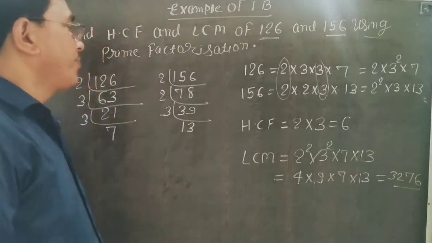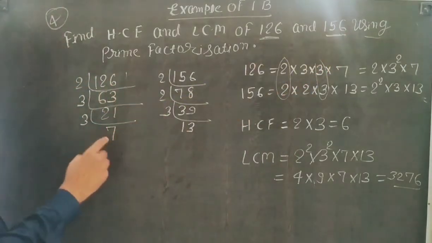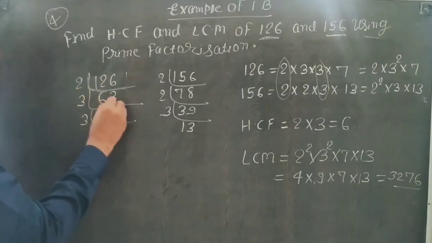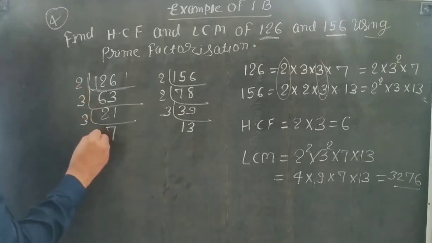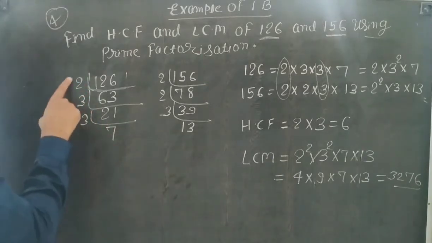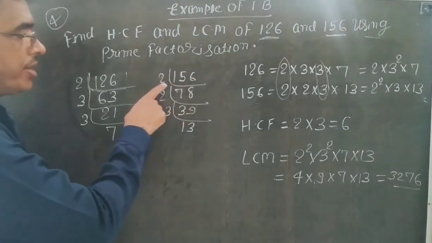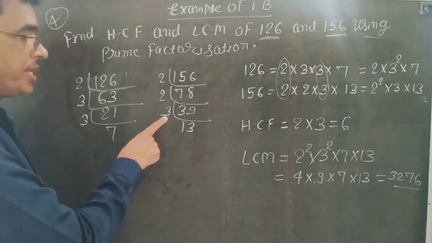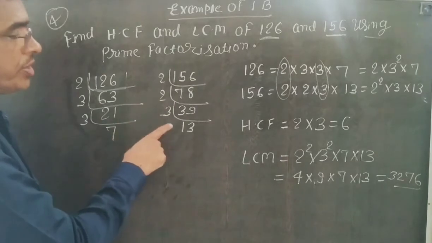So see here, first your question is 126 and 156. First we find the prime factorization, that is 126 divided by 2, 63, divided by 3, 21, divided by 3, 7. You find that all the numbers 2, 3, 3 and 7 are prime, and they are the prime factors of 126, and this method is called prime factorization. Here 156 divided by 2, you get 78. Here divided by 2, you get 39. Here divided by 3, you get 13. Then for 156, the prime factor is 2 into 2 into 3 into 13.